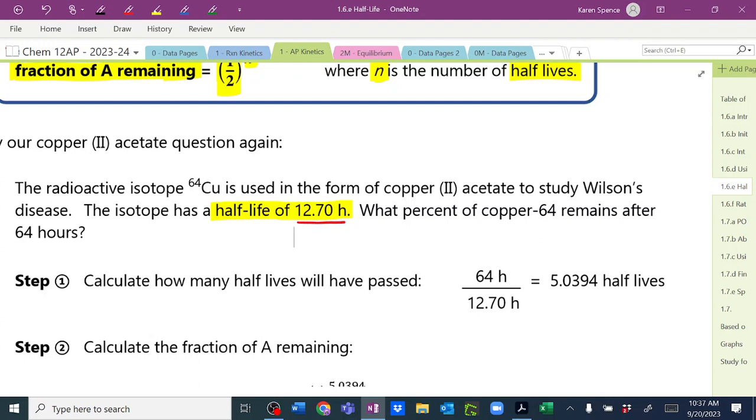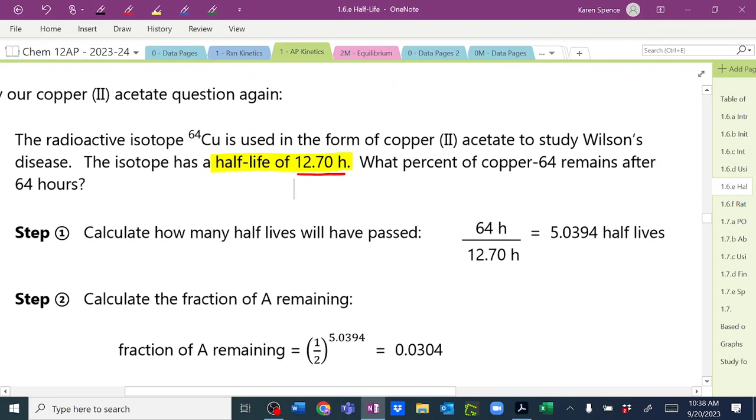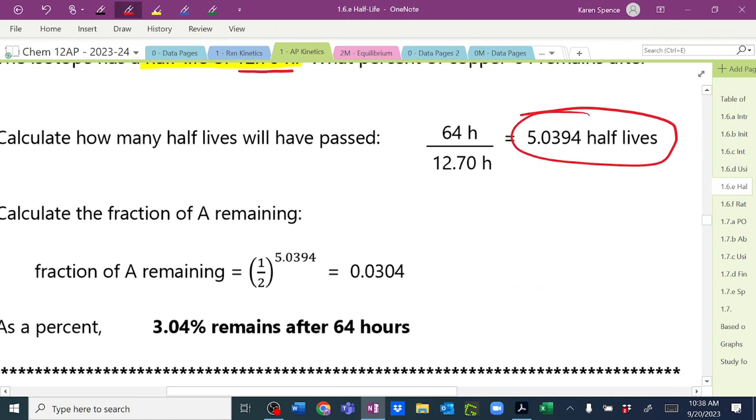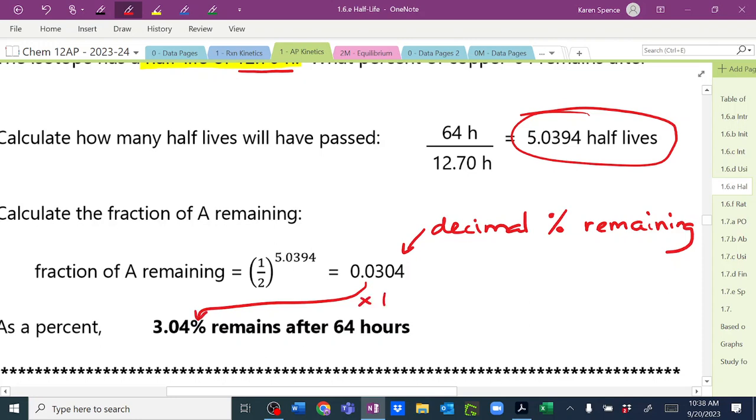But you can do a division, and if this was a multiple choice question and you did your division, you could say that's really close to 5 half-lives, and then you could just estimate based upon that. Now, if you're doing this in a written response, which I don't think you will ever have to do, but just in case, you can say a half raised to the power of the number of half-lives is the decimal fraction remaining. And in order to convert that to a percent, you then multiply by 100.